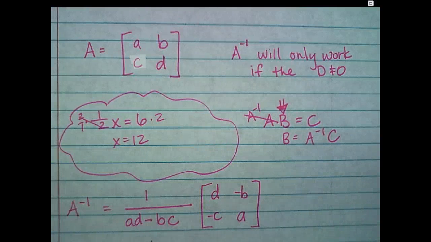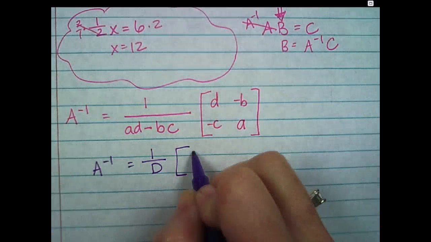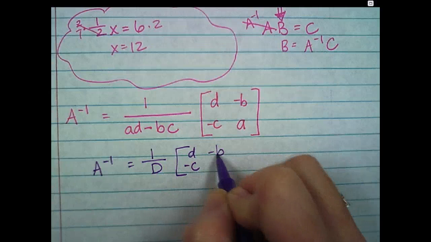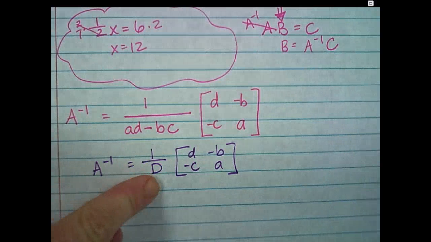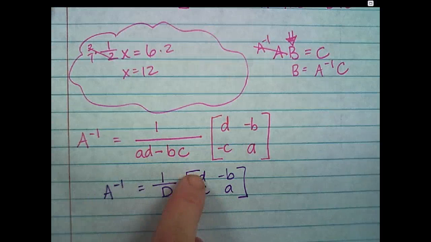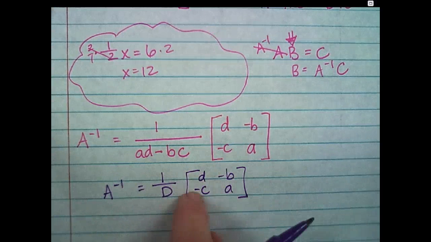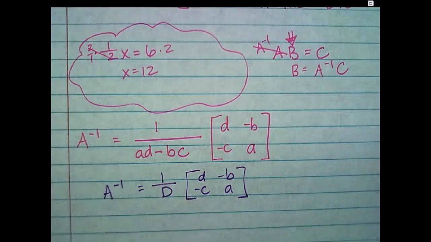Okay, so essentially what you have is this. Now I'm going to come up here and write it one more time. D, negative C, negative B, A. So you're going to multiply 1 over your determinant times that. And remember what I did: I switched the order of these two, and then I left these two the same, just changed the sign. Kind of strange, right? So let's give ourselves an example of it.